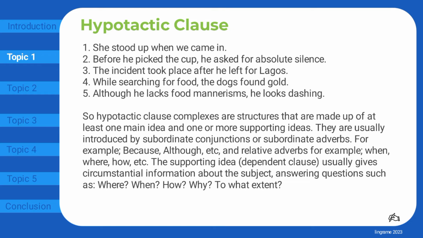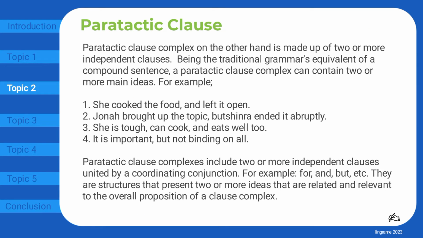So hypotactic clause complexes are structures that are made up of at least one main idea and one or more supporting ideas. They are usually introduced by subordinate conjunctions or subordinate adverbs, for example, because, although, etc., and relative adverbs, for example, when, where, how, etc. The supporting idea, dependent clause, usually gives circumstantial information about the subject, answering questions such as where, when, how, why, to what extent. Paratactic clauses.